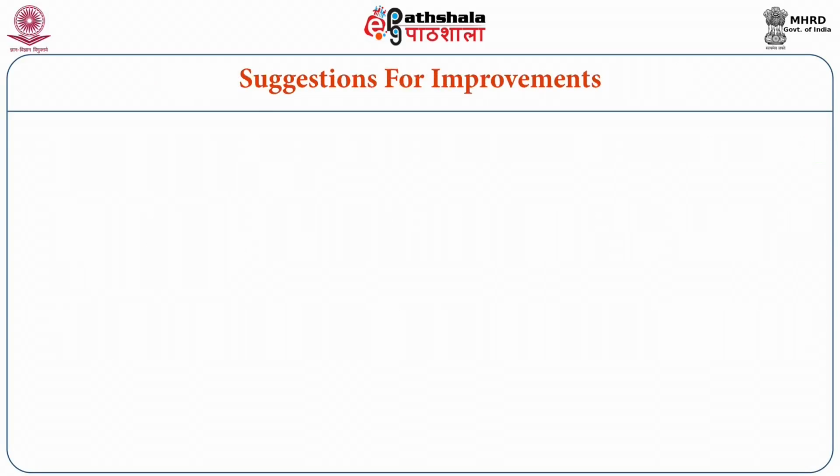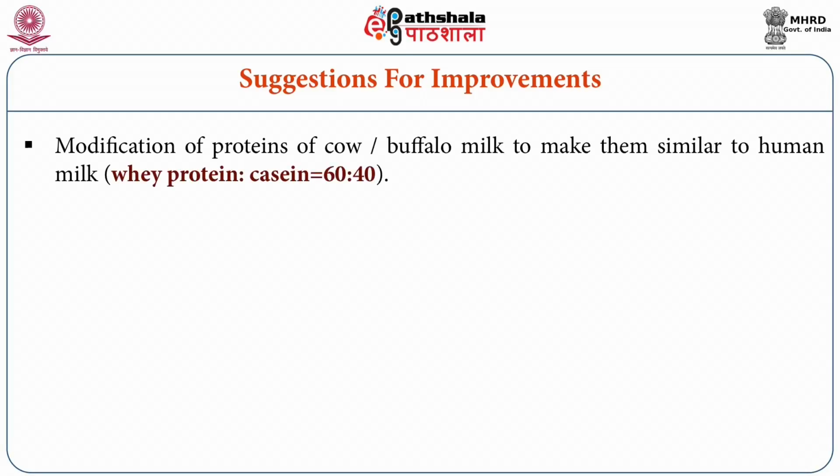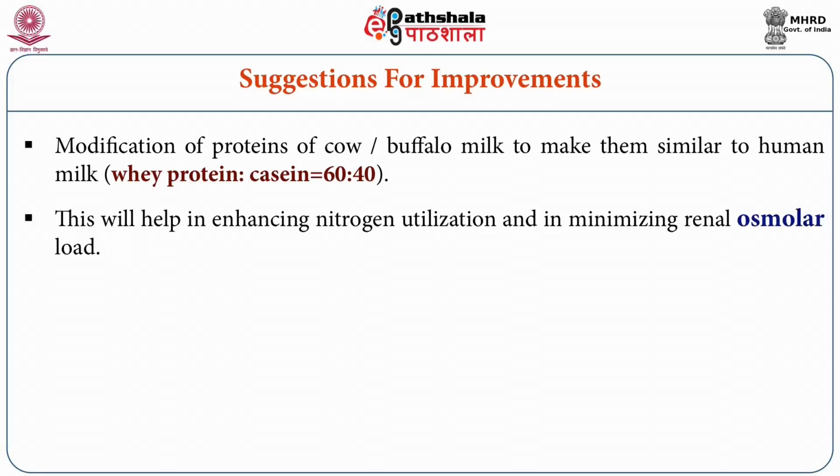Now, let us discuss certain suggestions for improvements in human milk substitute manufacturing from cow milk or buffalo milk. The first suggestion is modification of proteins of cow milk or buffalo milk to make them similar to human milk in terms of whey protein to casein ratio, that is, it should be adjusted to 60:40. This will help in enhancing nitrogen utilization and in minimizing renal osmolar load on the kidneys of newborn babies.